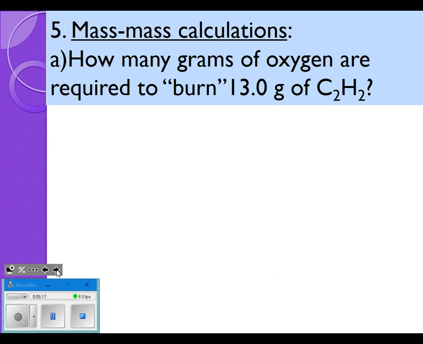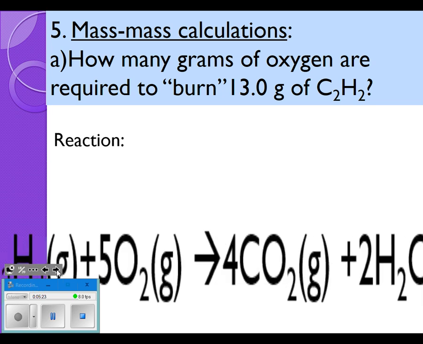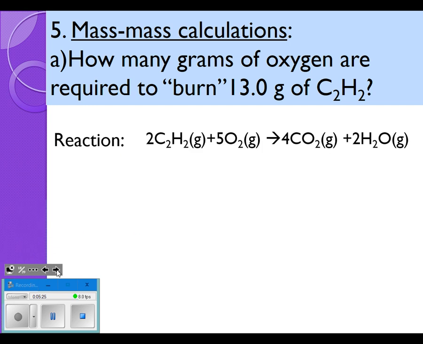So let's do another. How many grams of oxygen are required to burn 13 grams of C2H2? So again, we have to write the balanced chemical equation. Here it is. Okay? Then we also have to identify our knowns and our unknowns. So we're starting with 13 grams of this, and we're trying to solve for the grams of this.